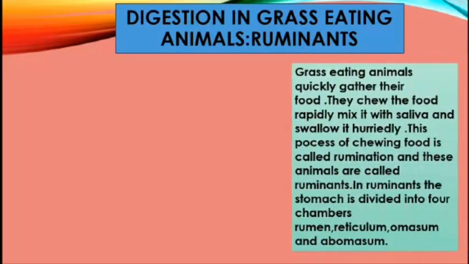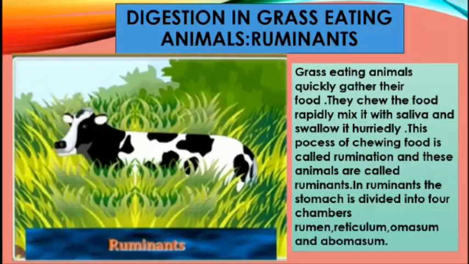Now let us discuss the process of taking food in grass-eating animals. They are also called ruminants. As we know, certain grass-eating animals such as cow, buffalo, deer and sheep quickly gather their food. They chew the food rapidly, mix it with saliva and swallow it hurriedly. Do you know why? Carnivores eat these grass-eating animals as their food. To avoid being caught by carnivores, grass-eating animals quickly eat their food.